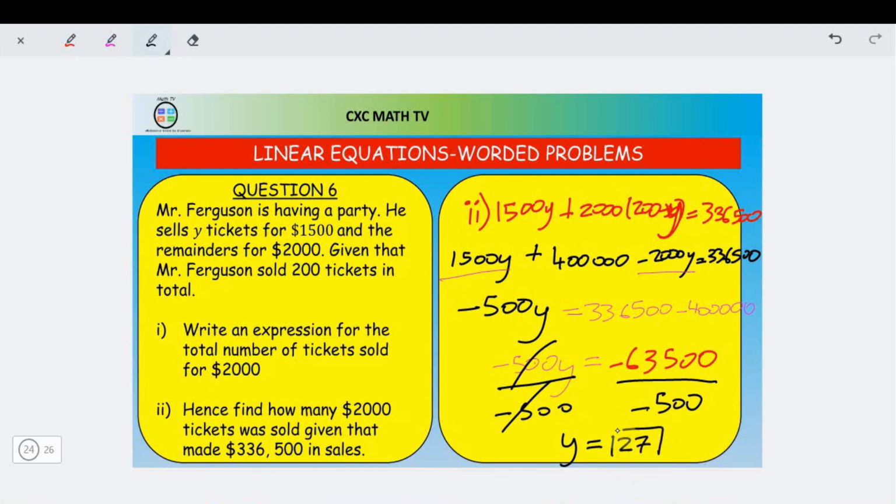What this 127 means is that this is the number of tickets Mr. Ferguson sold for $1,500. But we need how many he sold for $2,000. So what we're going to do now is 200 minus the 127. When we do the subtraction, that gives us 73. So that means Mr. Ferguson sold 73 tickets for $2,000 in order to make this amount of money. Really, really nice.